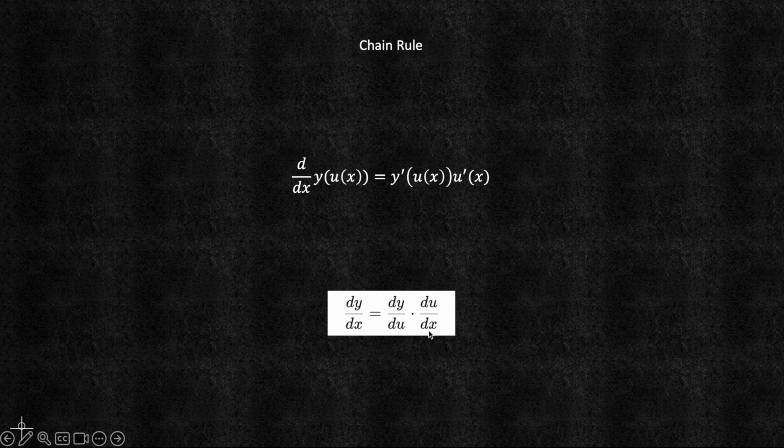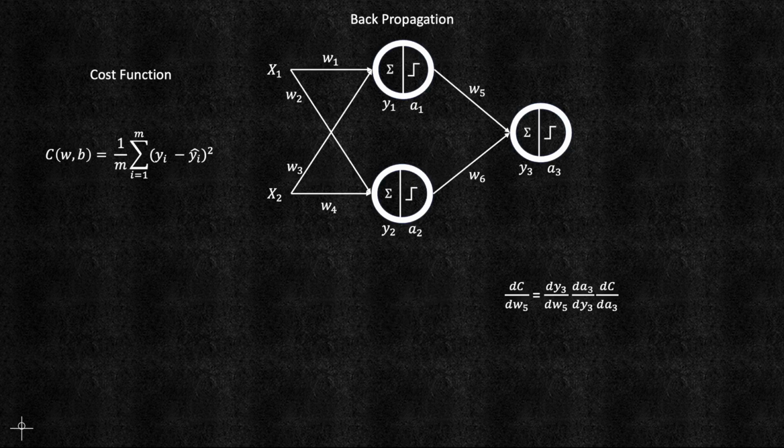Getting back to our neural network example, let's apply the chain rule to calculate the gradient of the cost function with respect to W5. There are three intermediate functions. The derivative dc over dw5 equals the product of the derivatives of the intermediate composite functions: dy3 over dw5, multiplied by da3 over dy3, multiplied by dc over da3.